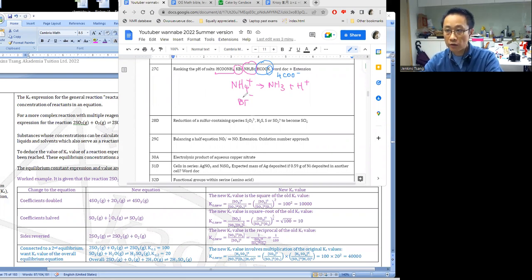So NH4Br should be the most acidic salt, and HCOOK is the most alkaline salt. The only choice, among the 4, that has NH4Br at the bottom of the list and HCOOK at the top is choice C.